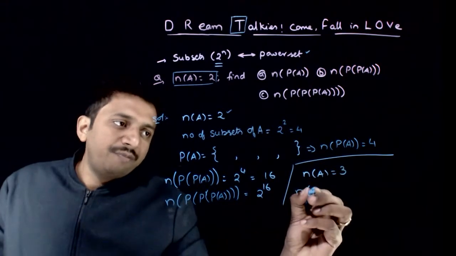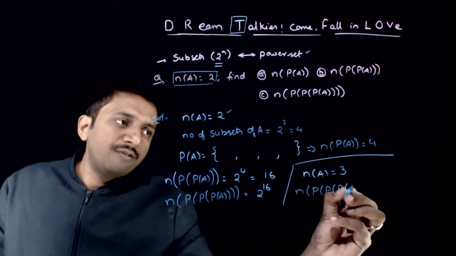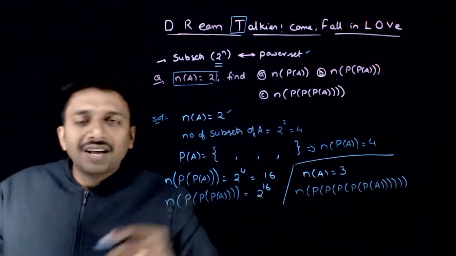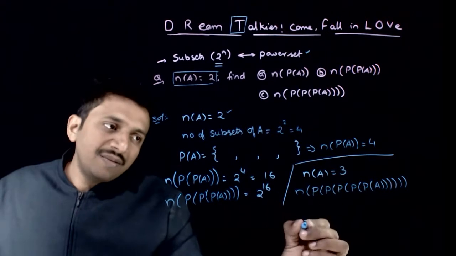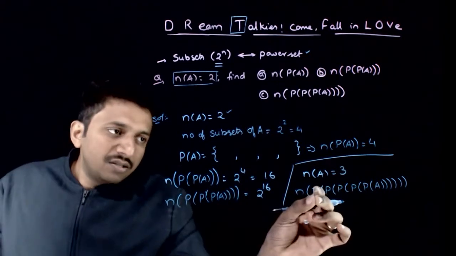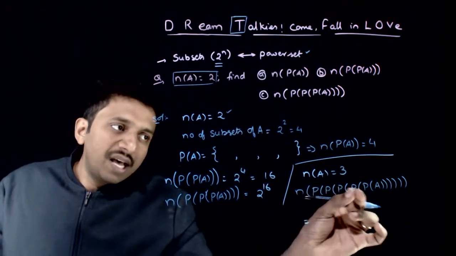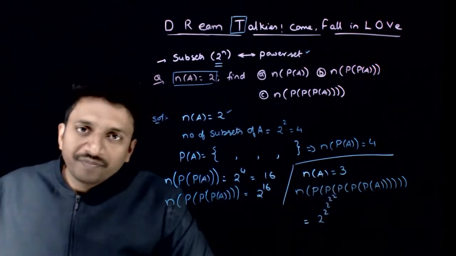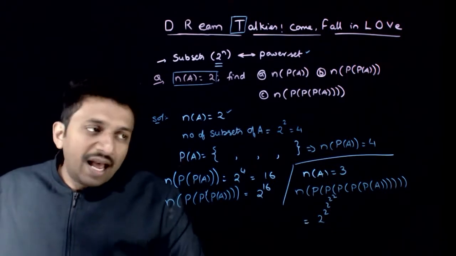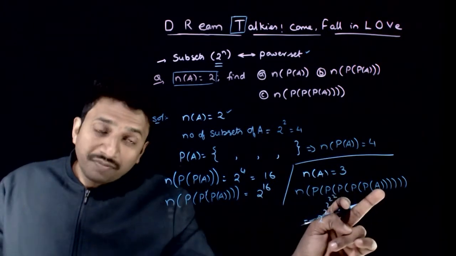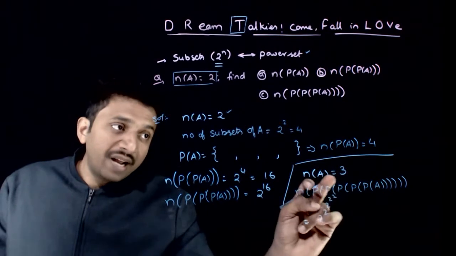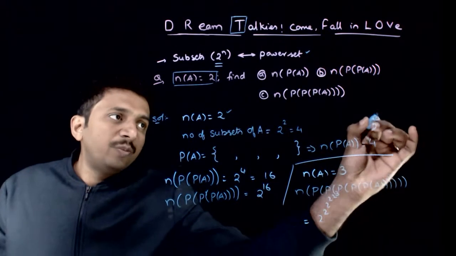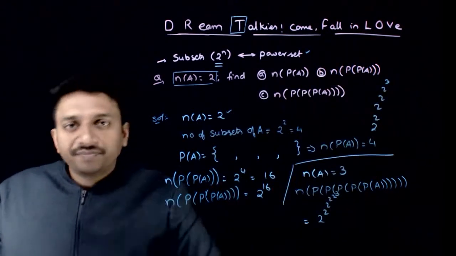So what is n of P of P of P of P of P of A? You should not get confused by this. This is a very simple question. You count the number of P's that you have. You have 5 P's. So you have to write 5 2's, and at last you have an A also. For the last 2, the power has to be the number of elements in A. So the answer is 2 power 2 power 2 power 2 power 2 power 3.